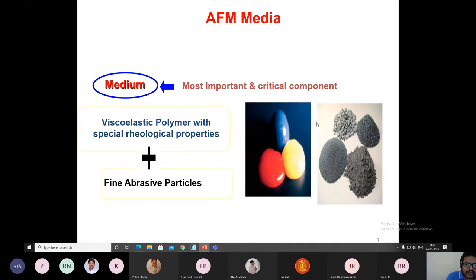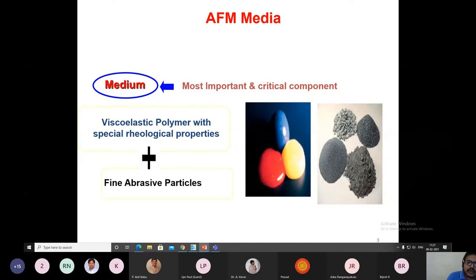Similarly, here we are using some viscoelastic polymer with special rheological properties, and we are mixing it with some sand particles. Why I'm saying this is semi-solid: if you add sand particles in water, what happens? It will settle down, right?